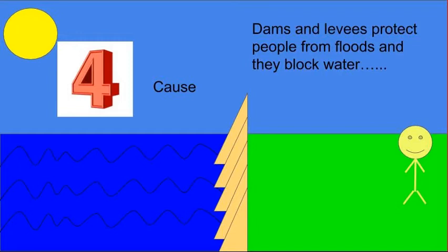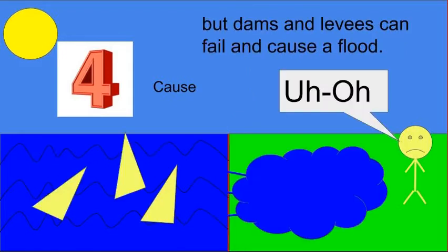Another cause is failed dams and levees. Dams and levees are man-made structures to prevent rivers from flowing too quickly or too much water flowing in the same place. But believe it or not, a man-made safety from a flood can cause a flood. They can fail by being too tall or too weak and are easy to snap in half.